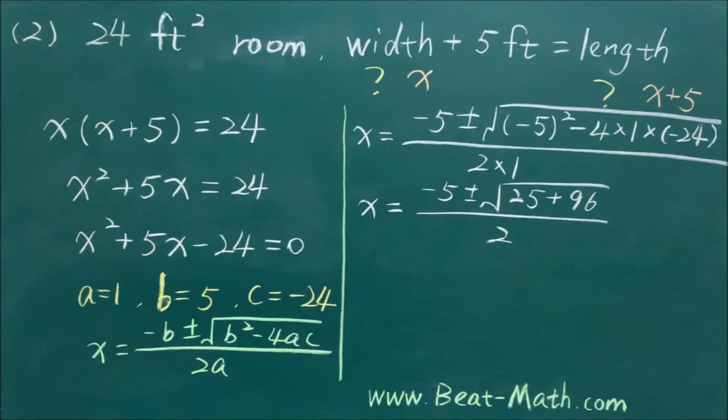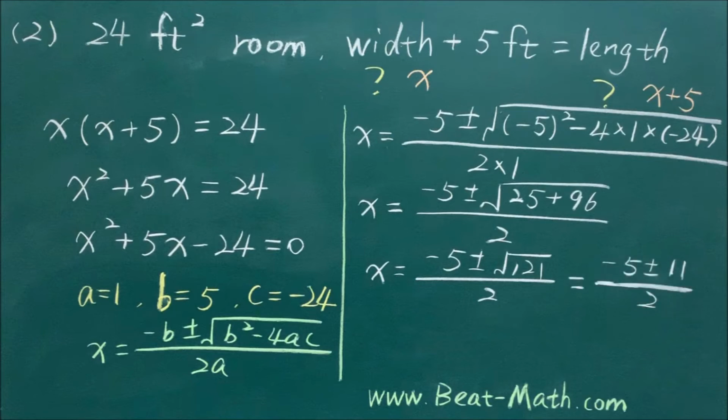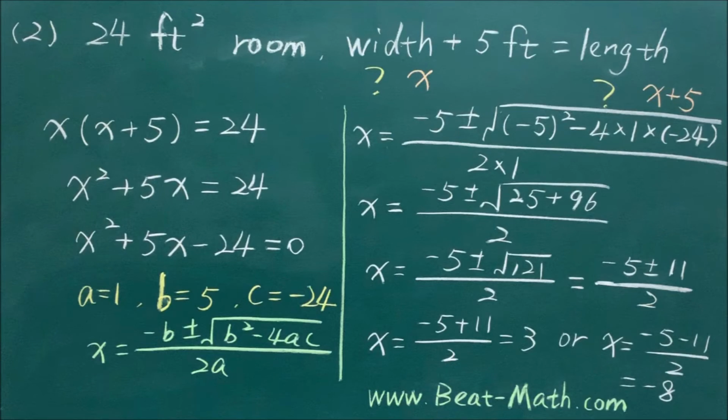Then x equals negative 5 plus or minus the square root of 121 divided by 2. 121 is the square of 11, so we get x equals negative 5 plus or minus 11 divided by 2. x equals 3, or x equals negative 8. x must be positive, so x can only be 3.